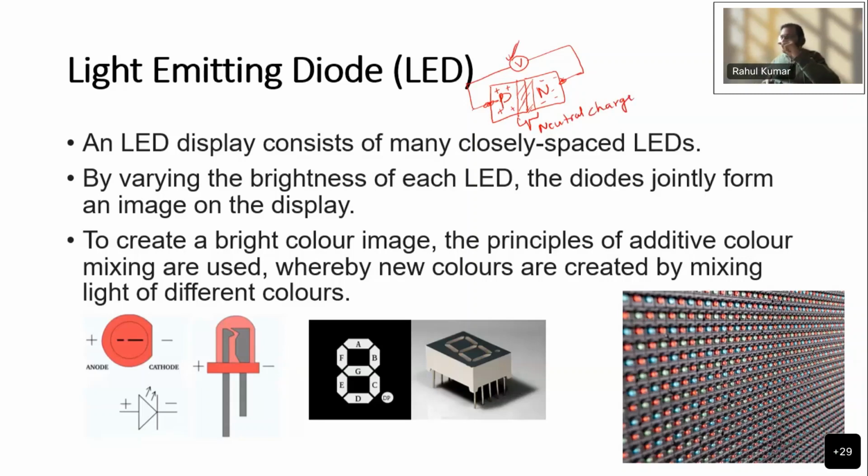So if we use a certain type of semiconductor material, some of them have this property that when the junction breaks, they will emit some light energy. Such types of materials are used in LEDs.